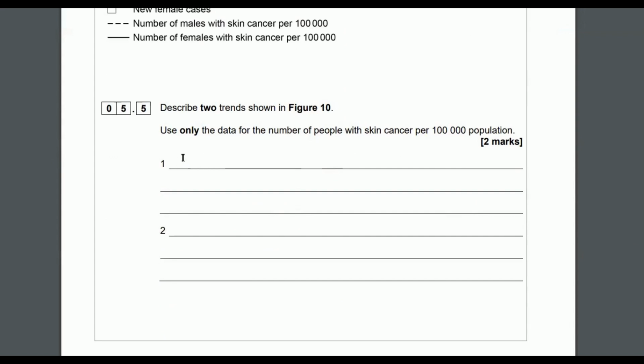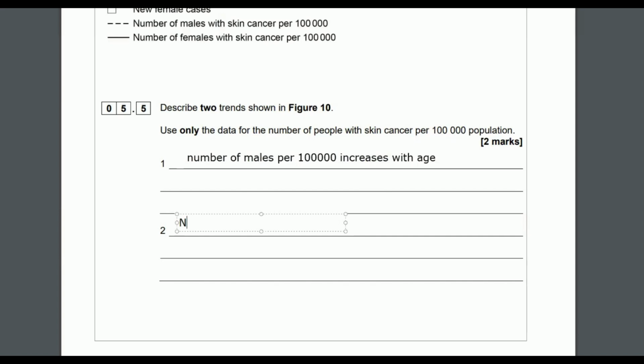So the two I'm going to go for are: number of males per 100,000 increases with age. So that one was fairly simple. The line goes up. As they get older, more people get skin cancer. Now, we could have said that for females as well, but that's the same trend. It sounds like an easy one. I'll just say the number of males increases with skin cancer with age, and the number of females increases with skin cancer per age. But that's the same trend, so they might not give us that. So we might have to come up with something a little bit more nuanced.